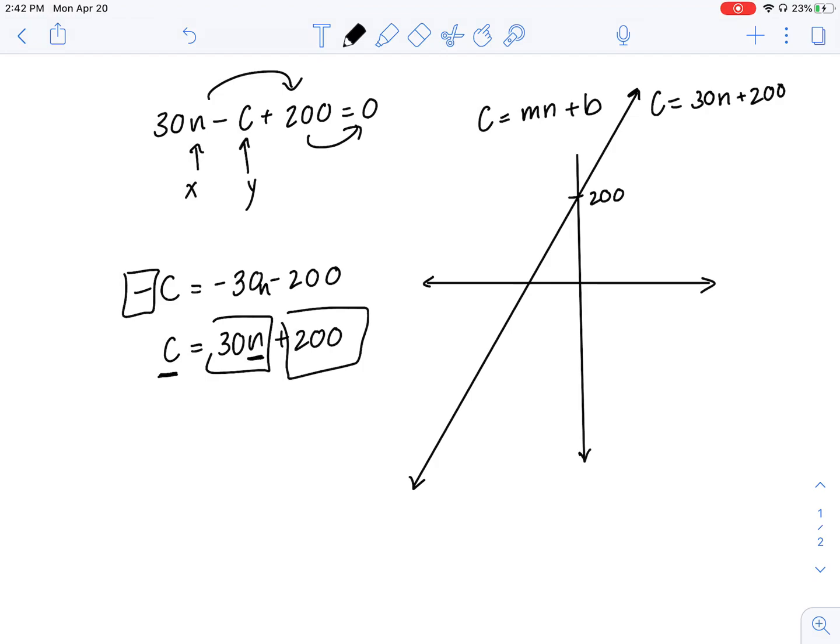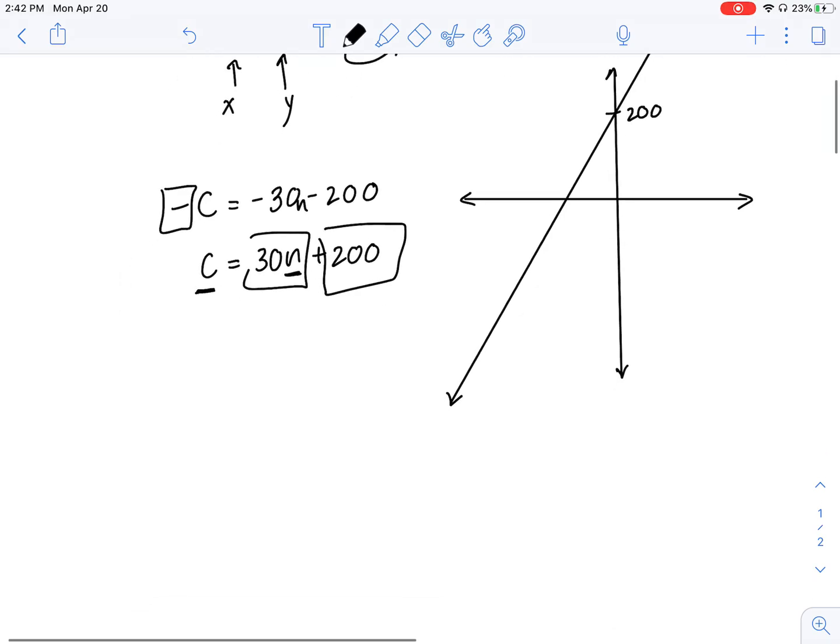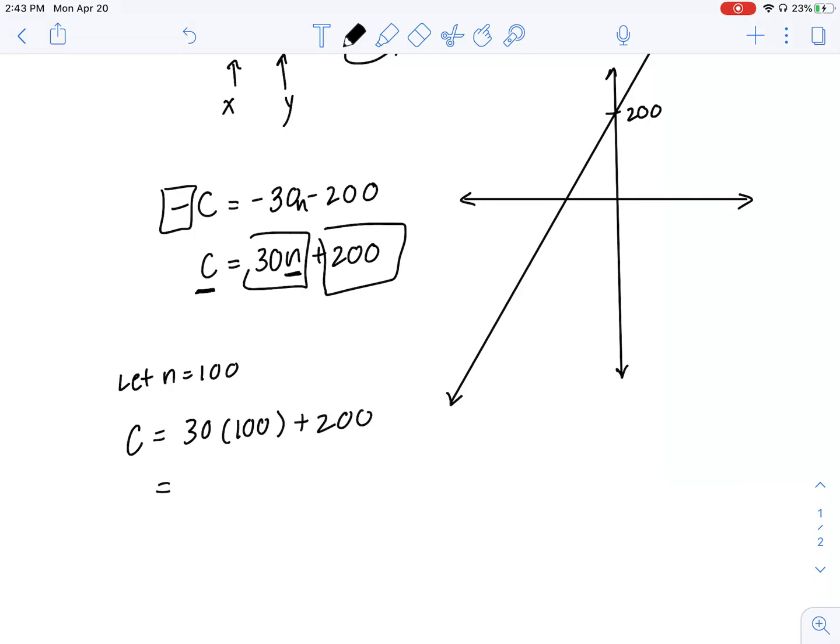Finally, it asks us, what is the rental cost if 100 people attend a hockey banquet? All we need to do is replace n with 100, since n represents the number of people. So let n equals 100, c equals 30 times 100 plus 200, which is 3,000 plus 200. Therefore, our total cost is $3,200.